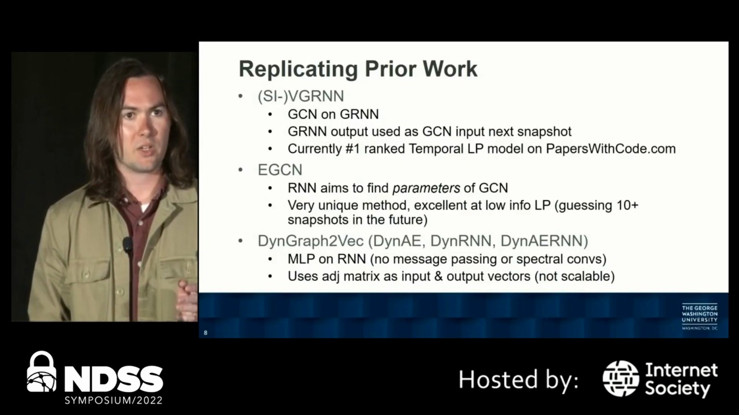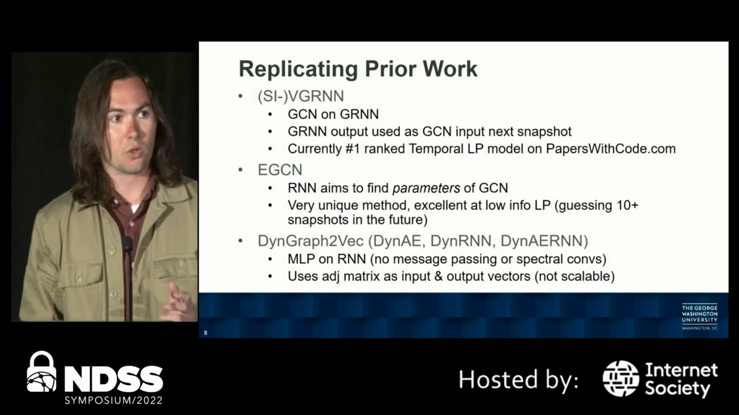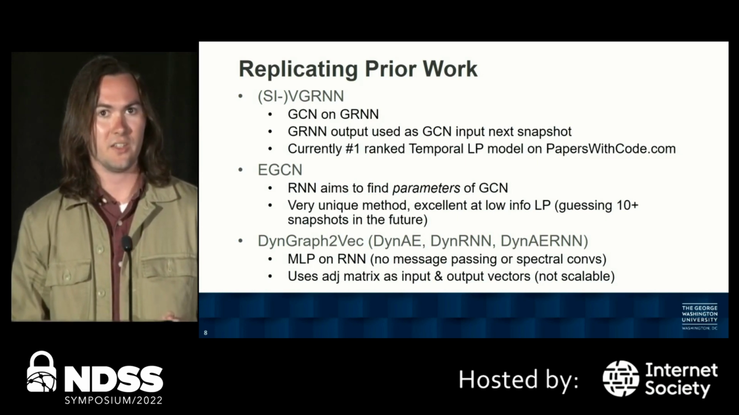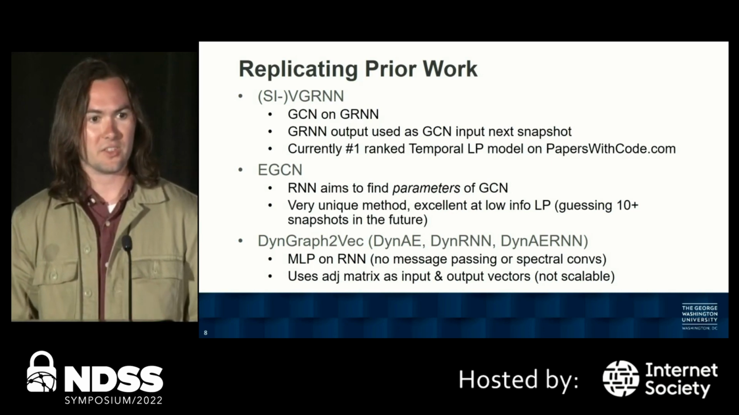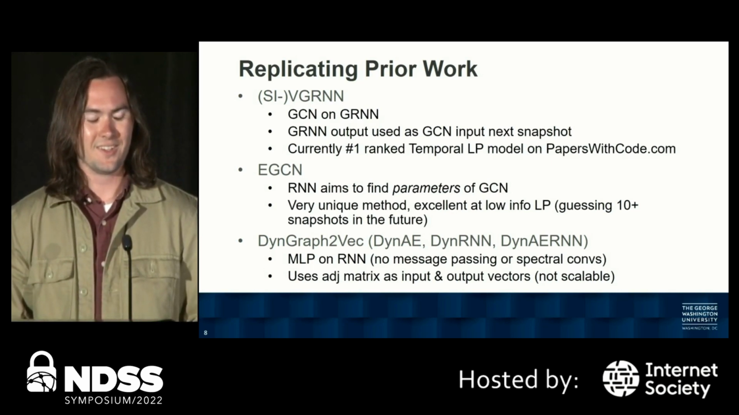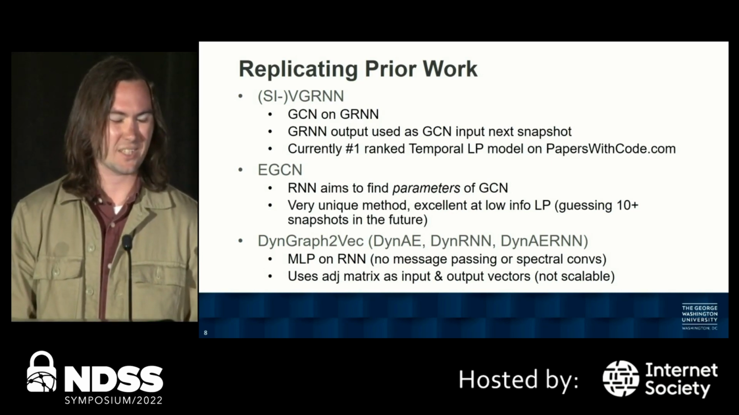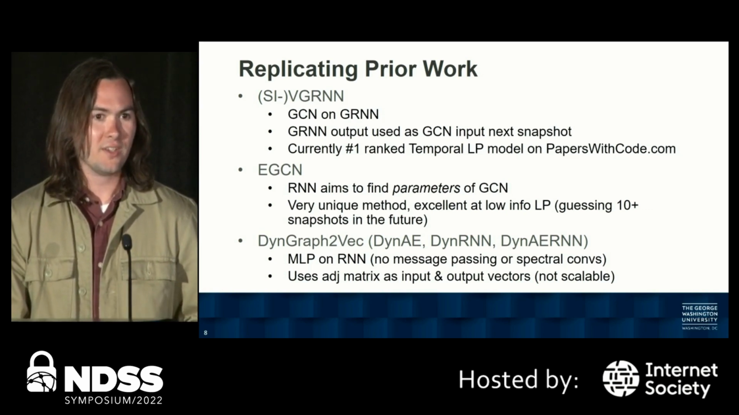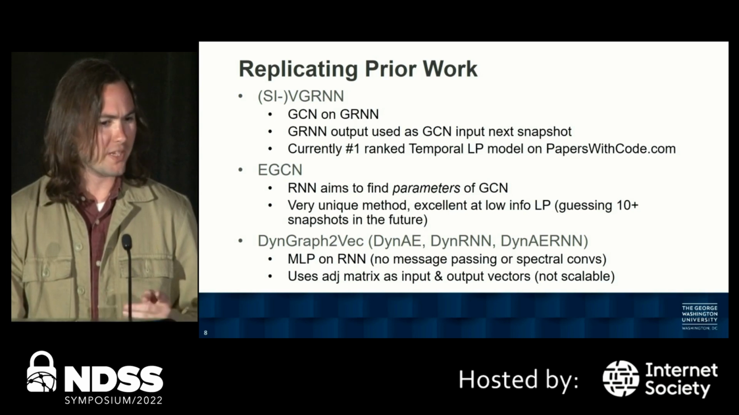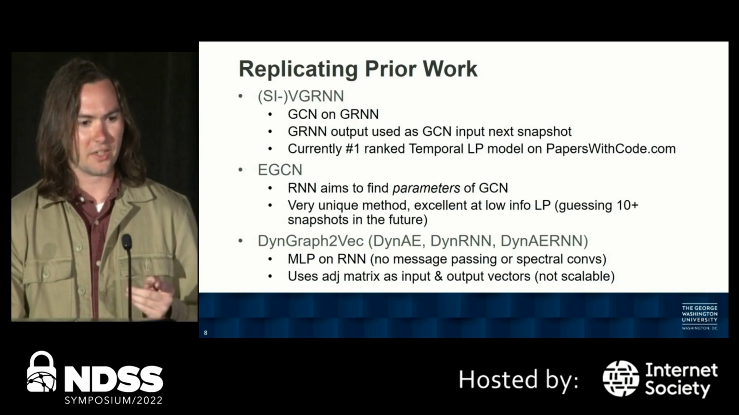First, we wanted to make sure that this design actually works, not just as a lateral movement detector in a network, but just in general as a temporal graph link predictor. So we compared it to 3 different prior works. At the time, I don't think this is true anymore, but at the time, VGRNN was the #1 on paperswithcode.com.